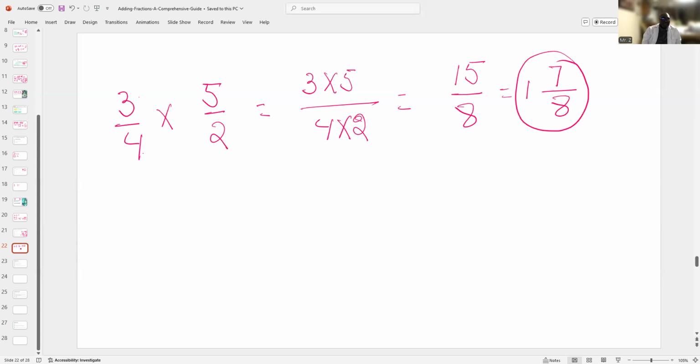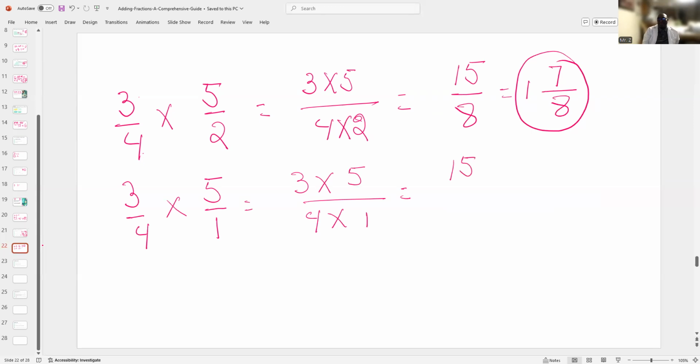All right. Let's do another one. 3 over 4 multiplied by 5. Anytime you are multiplying a fraction by a whole number, make that whole number a fraction by dividing it by 1. From that one, you do the same thing. Multiply the numerators together, and then multiply the denominators together. So now you have 15 over 4.